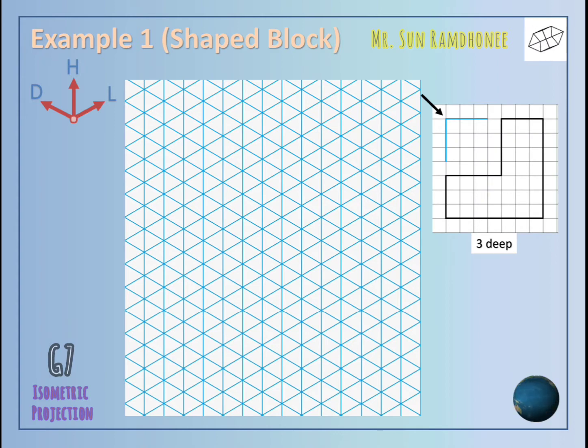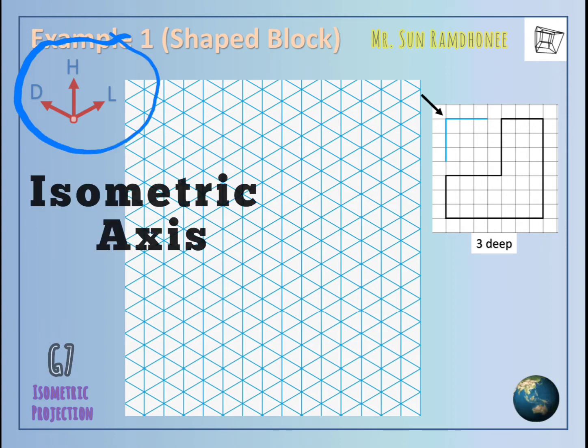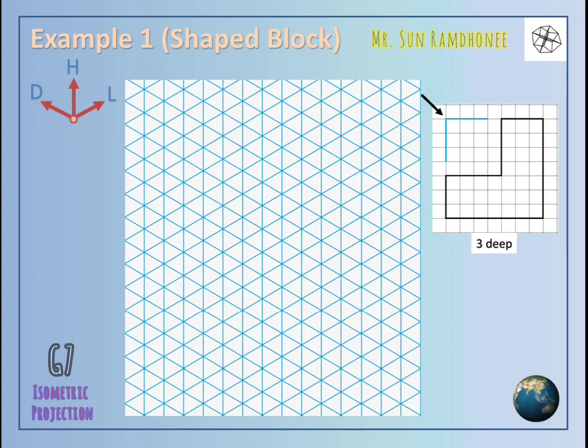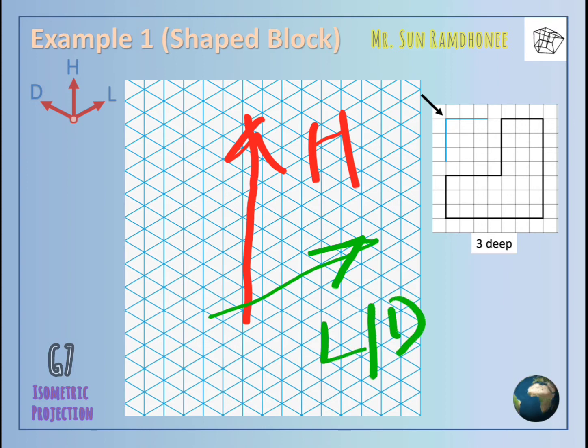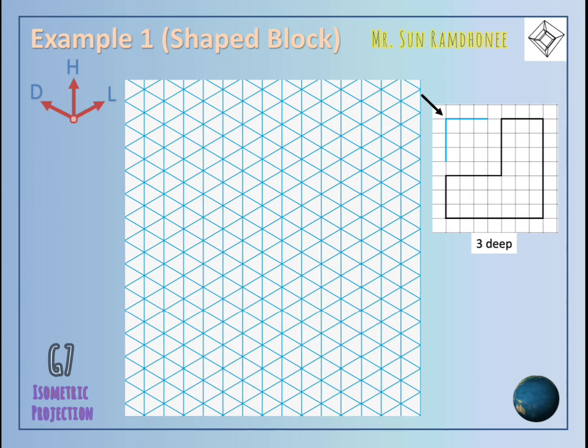Another very important feature when we draw isometric projection is that we have to take into consideration the isometric axis. As you are already aware from the previous video, we have lines moving in 3 directions. This will be the height, and then we'll have this direction which will indicate either the length or the depth, and then we'll have also lines in this direction which will indicate either the depth or the length. Let's start drawing this object now.